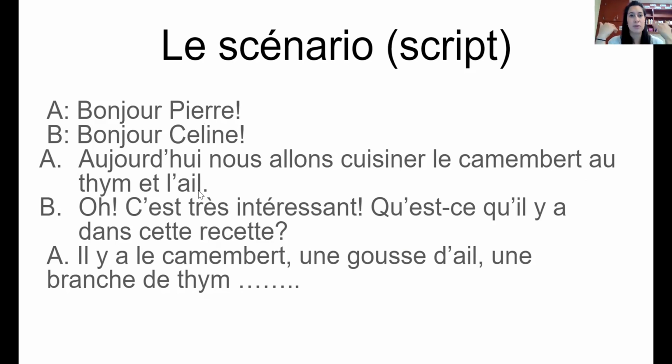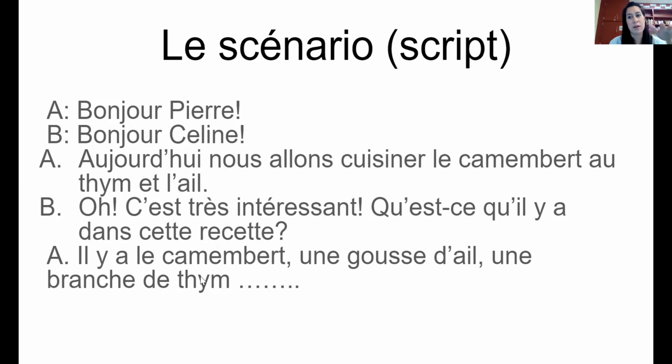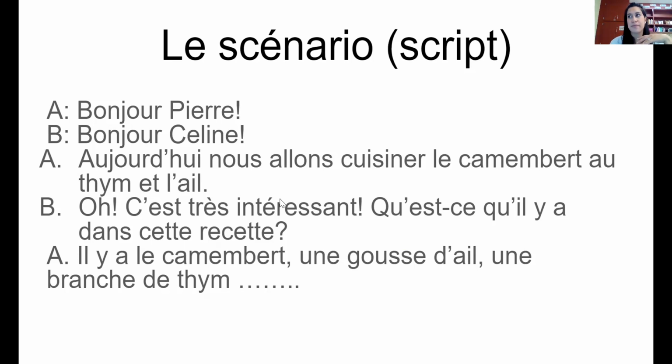So the script is important for the introduction, and just that little bit of French, like, oh, c'est très intéressant, qu'est-ce qu'il y a dans cette recette? And then, il y a le camembert, une gousse d'ail, une branche de thym. This is listing everything that you have in your recipe. So you can use your recipe and repeat the same stuff in your script. So this is the second step, the script, and we'll come to that next week.